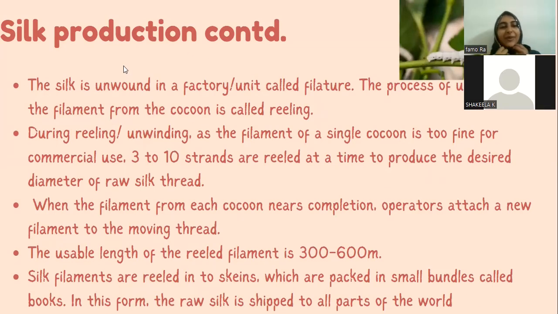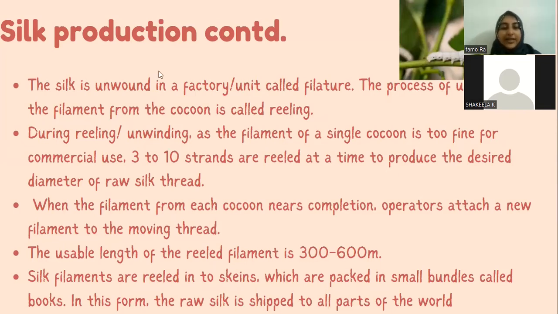So we can just remember the reels of a movie, right? You have continuous reels, just like that. The process of unwinding the filament from the cocoon is called reeling. Okay, so remember these terms, please write them down so that you don't forget them. So reeling is the process of unwinding the filament from the cocoon.